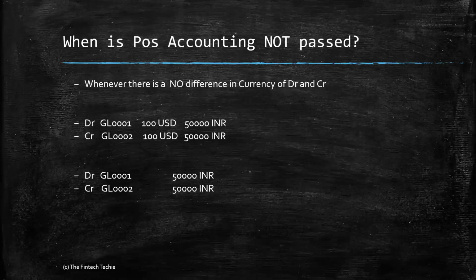So in both the cases, the debit and the credit currencies are the same. Either both of them are foreign currencies or both of them are local currencies. So in this case, INR or the Indian rupee is my local currency. So obviously in both these examples, no position accounting entry will be passed.